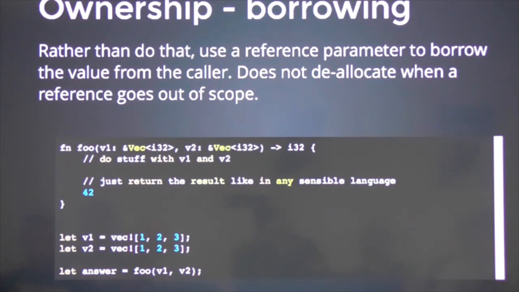Okay. The other important part about these borrowed references is they don't get destroyed when they go out of scope. They're just borrowed, so the destruction of that data is left up to whoever originally owned it.